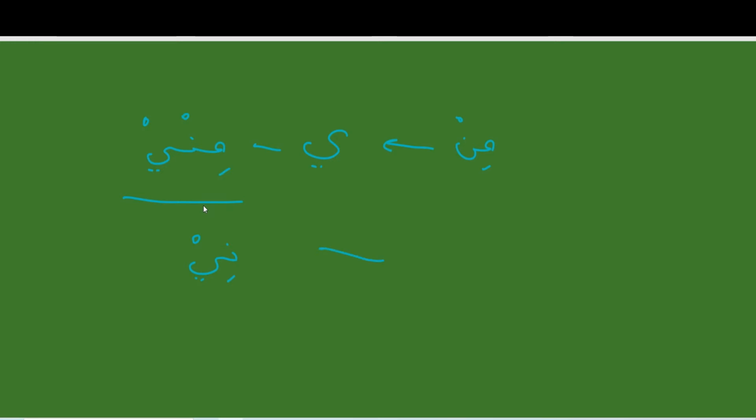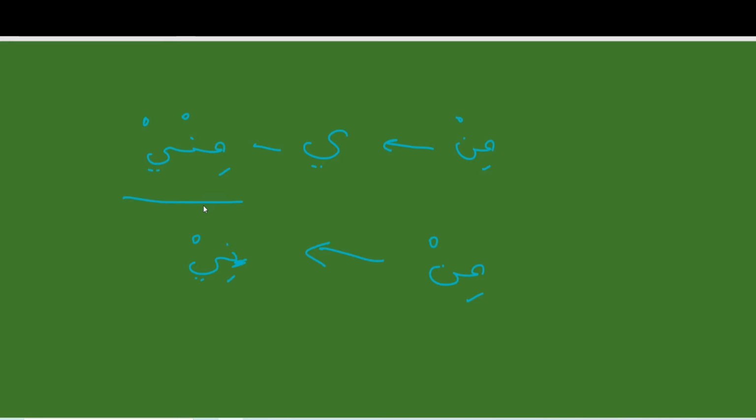Actually, the original basis is this: mim, nun, then you have nun and ya. You might ask, where does this nun suddenly come from? So far we have learned that dhamir muttasil is only ya, na, ki, kuma, kunna, right? You might ask, where does this nun come from?